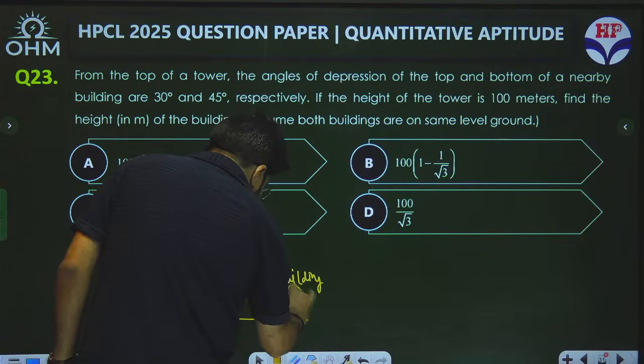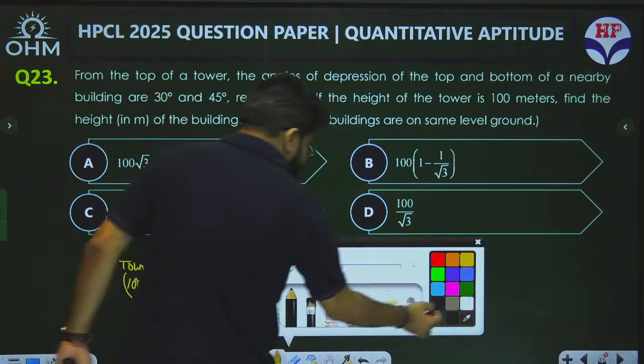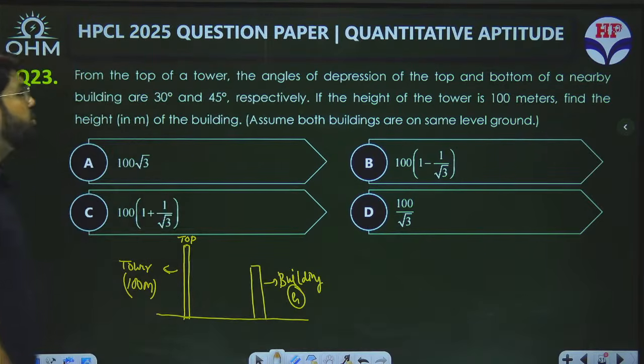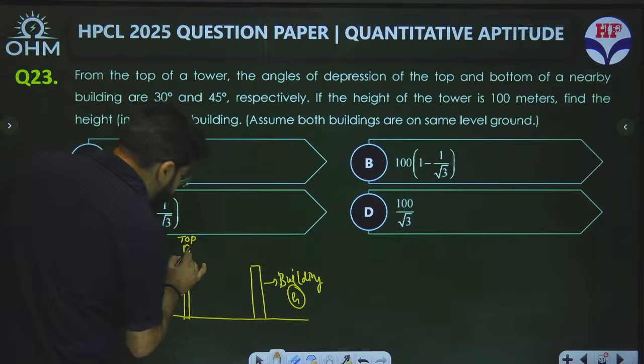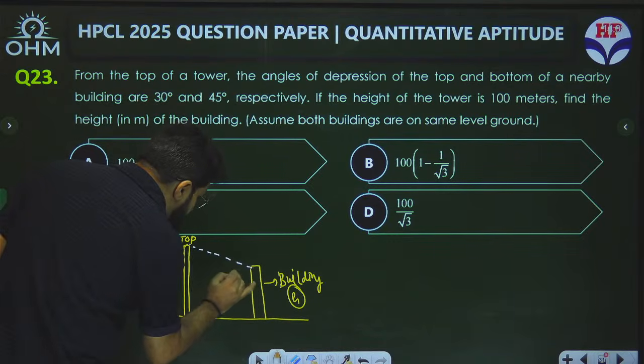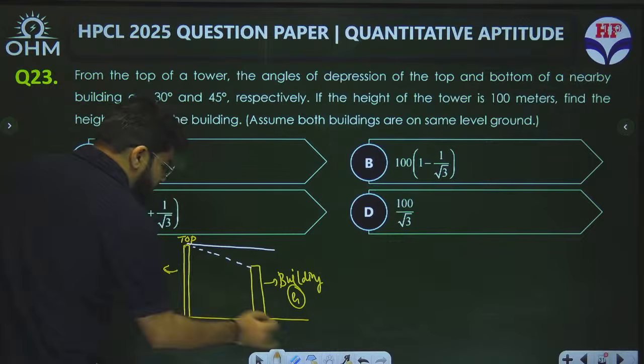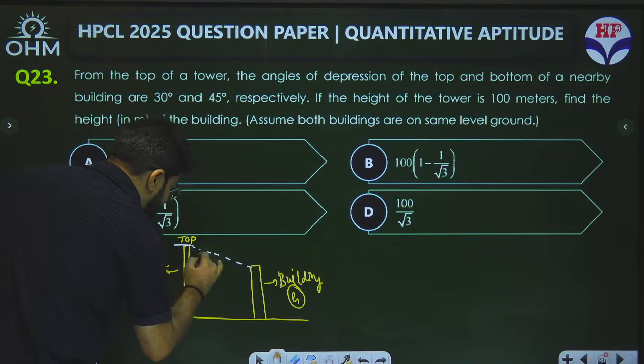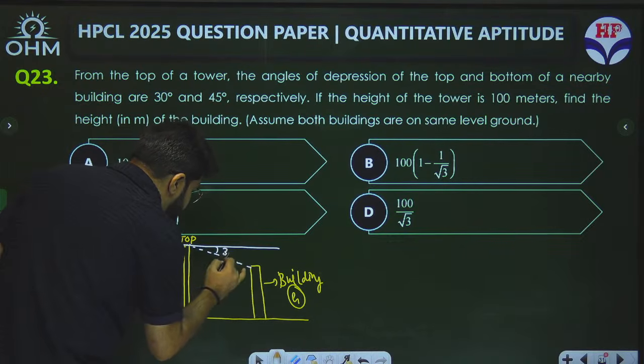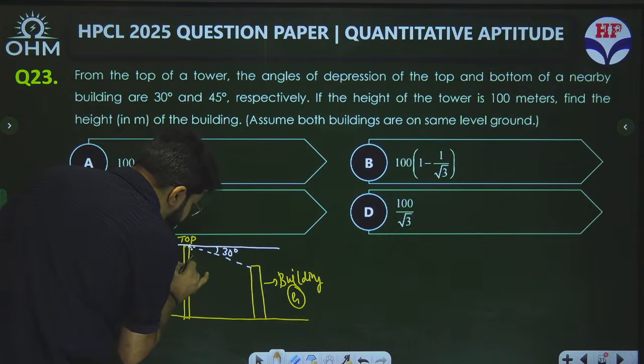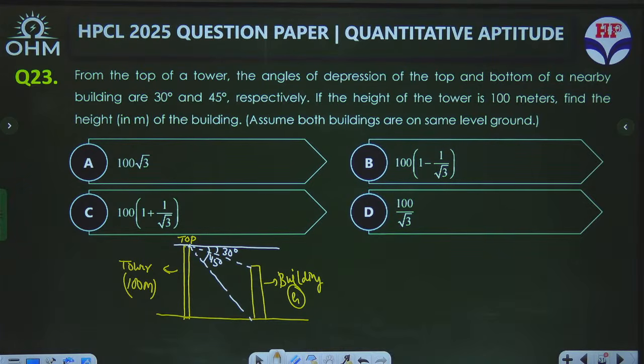Suppose its height is h. What is mentioned is the angle of depression of the top and bottom of the building. That means when I see the top of the building, the angle of depression is 30°, and when I see the bottom of the building, the angle is 45°. This much is 45°. If the height of the tower is 100, what is the height of the building?